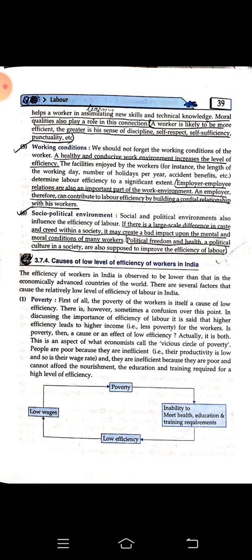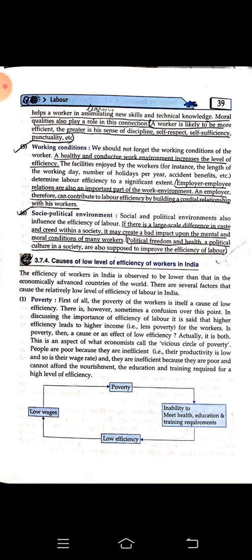What is the moral quality? To be punctual, to come on time, is called punctuality. To be disciplined: whatever the boss is saying, the laborers are listening. Okay, this kind of self-respect, self-sufficiency can do lots of work. So these are the moral qualities which are needed for the efficiency of labor.